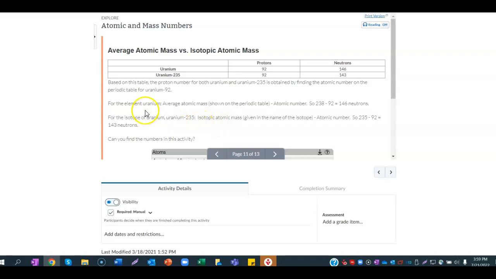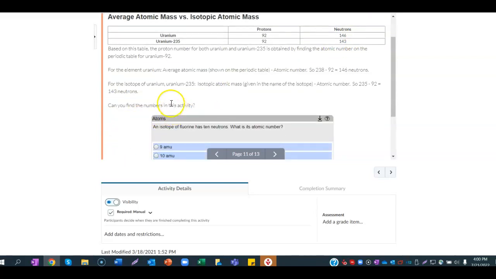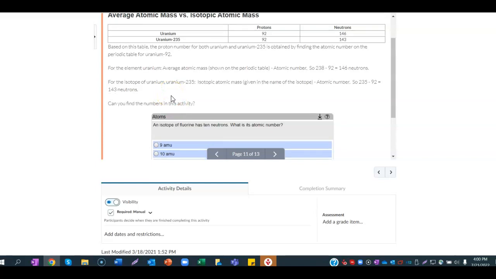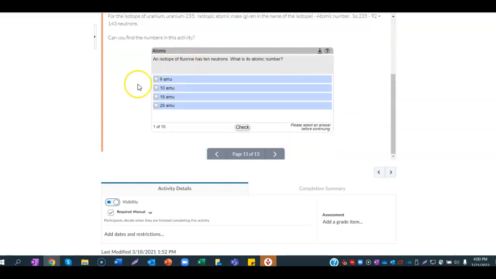So that is how you're looking at that isotopic mass. Based on this table, it just talks about what we went through. For the element uranium, the average atomic mass shown on the periodic table, you subtract the atomic number. So if you have 238 minus 92, that gives you 146 neutrons. So again, it's just talking you through how you calculate that and giving you some more practice problems.